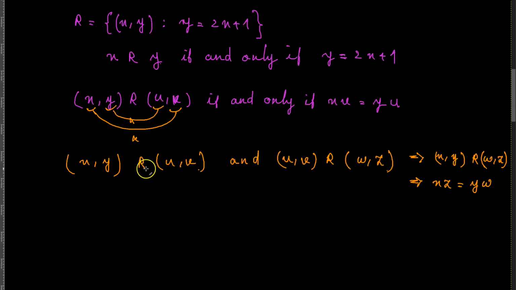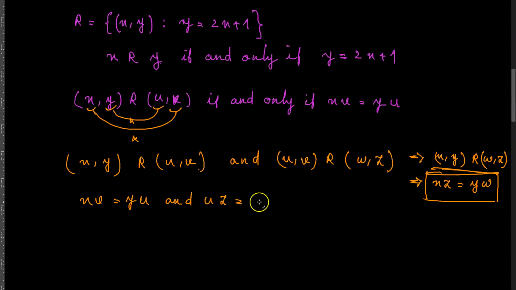That's basically what I need to show, right? And the assumption I can make in order to show this is that since I already know that this element is related to this element, that simply means x times v is equal to y times u, and also I know that u times z is equal to v times w, right?